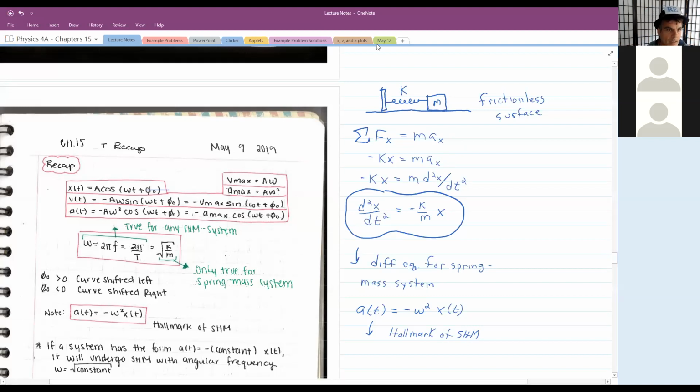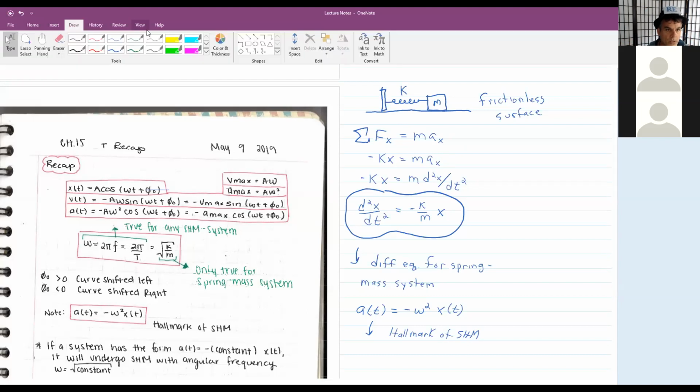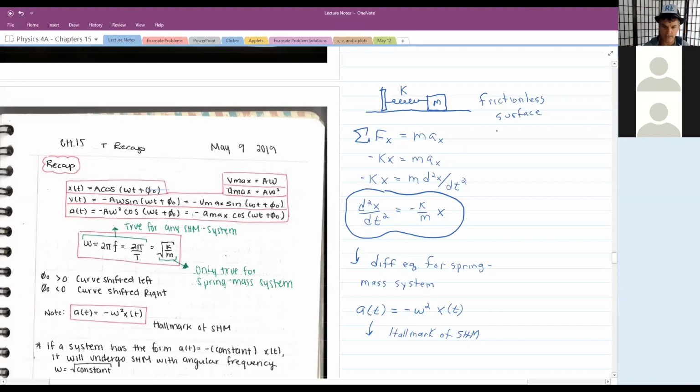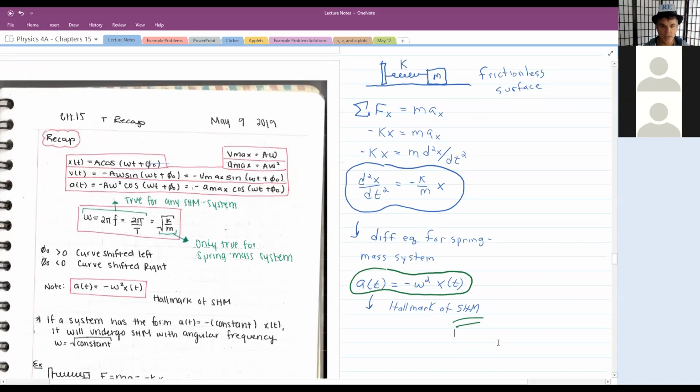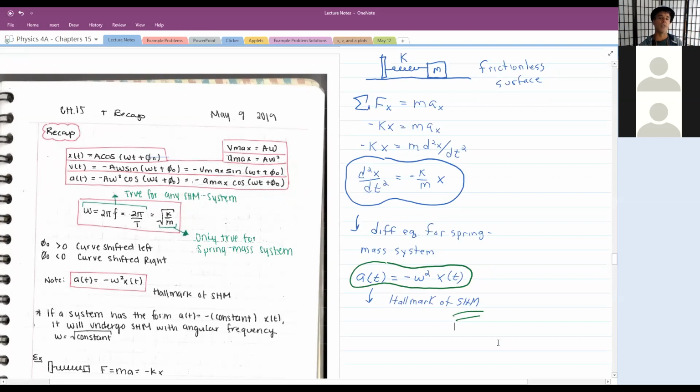But let me go a different color here. Let's do green. Any system where the acceleration is negative some constant times the position is going to undergo simple harmonic motion. And we'll see once we get to pendulum that it also applies for a pendulum swinging back and forth. So the solution to this differential equation is some function that when I take two derivatives of it, returns the original function times some constant, sine or cosine.